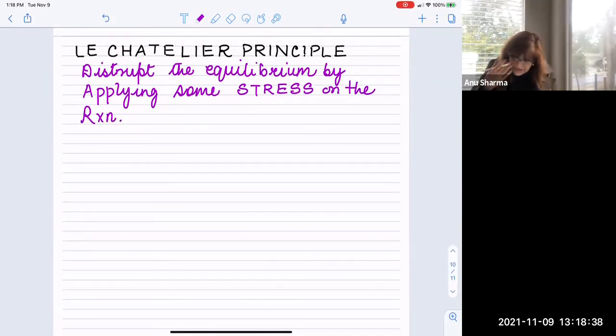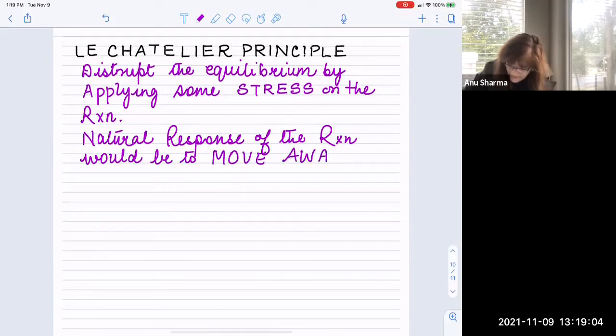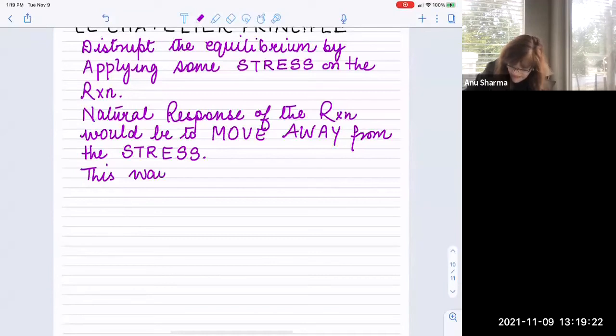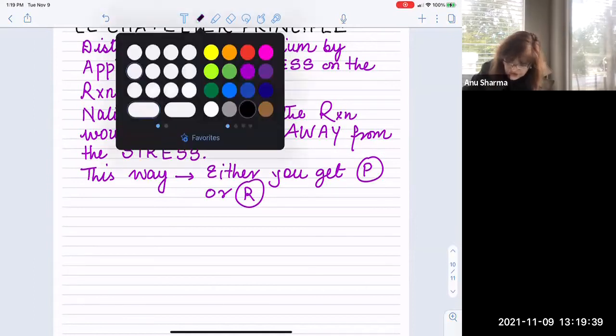Okay, now what is that stress? We will look at the different stressors, but what is going to happen? The natural response of the reaction would be to move away from the stress. Okay, that is a natural response. So this way, either you get the products or you get the reactants back. At least it's not the wasted reactants. Okay, so this is what it is. So look at all these different stressors now we are going to do.